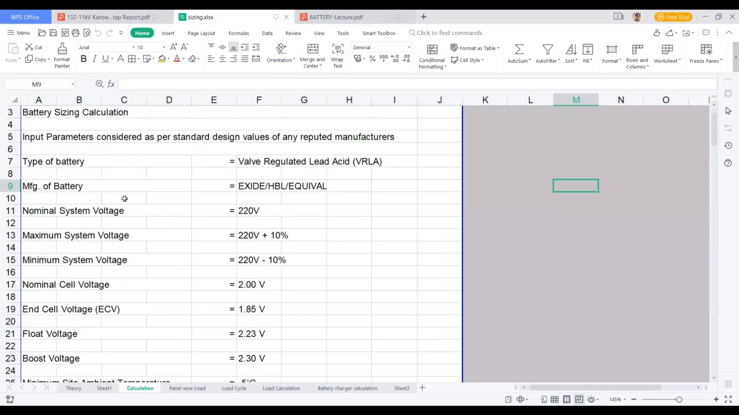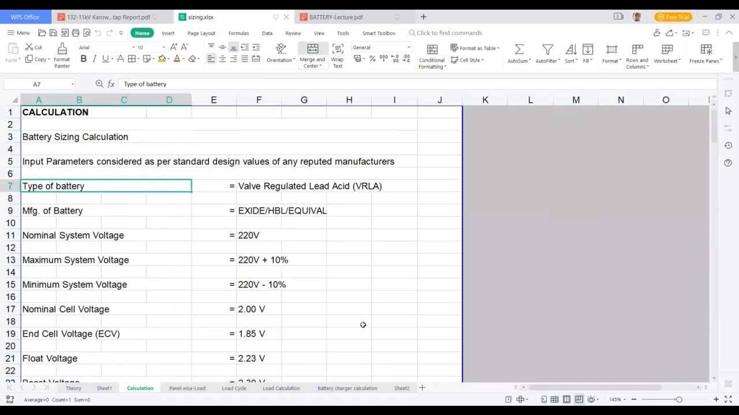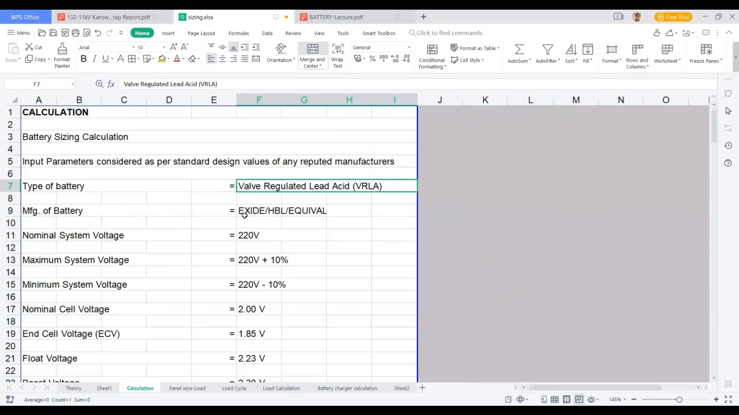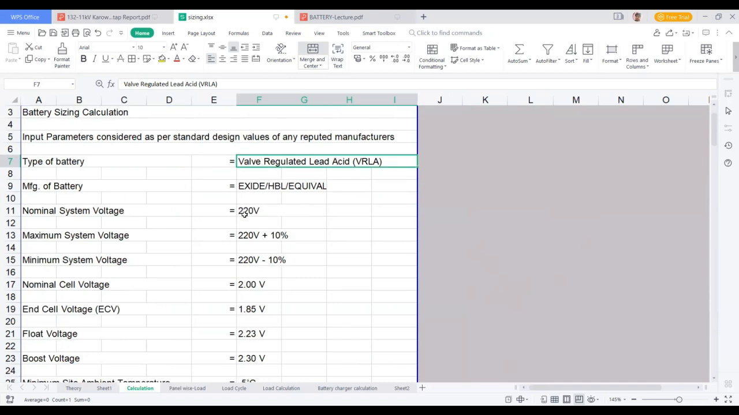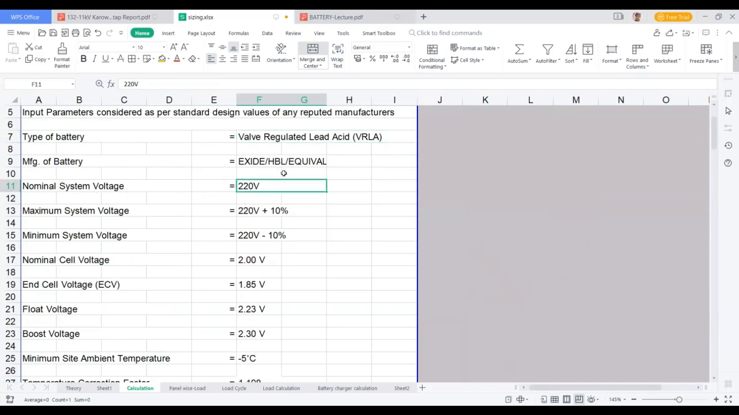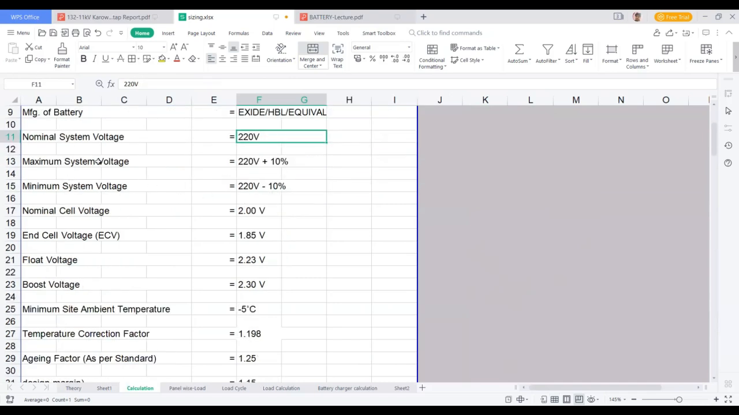So team, you can see here, this is my input calculation. I'm sharing this calculation. You can feel free to play with this. This is the type of battery, which is a VRLA battery. The manufacturer could be Exide battery or equivalent Amaron battery, whatever you want. So 220 volts is my nominal system voltage. Maximum system voltage is 220 volts plus 10%. Minimum system voltage is 220 volts minus 10%. Nominal cell voltage, each cell voltage, is 2 volts. End cell voltage is 1.85 volts.